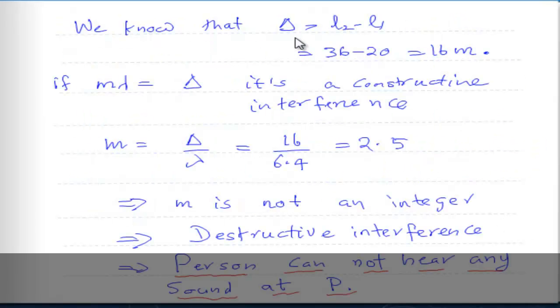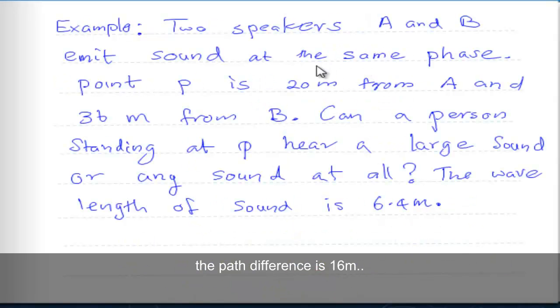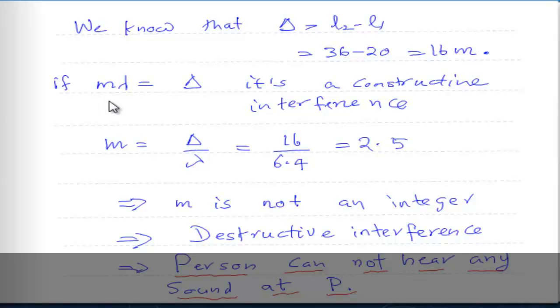To answer the question, we need to find out the path difference, which is 36 minus 20, which is 16 meters. Since the two sources emit sound at the same phase, there is no phase difference, no lambda over 2 term here. So the condition for constructive interference is m lambda equals delta. So what we are trying to do is find a value for m, which is delta over lambda. If this m is an integer, it's a constructive interference. If this value is an integer plus a half, then it's a destructive interference.